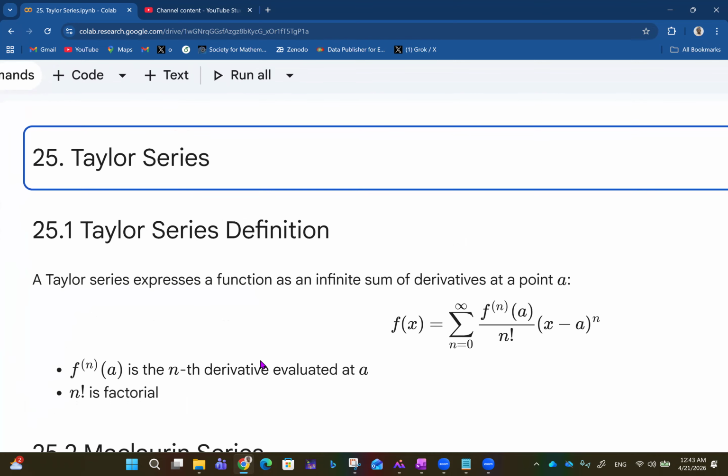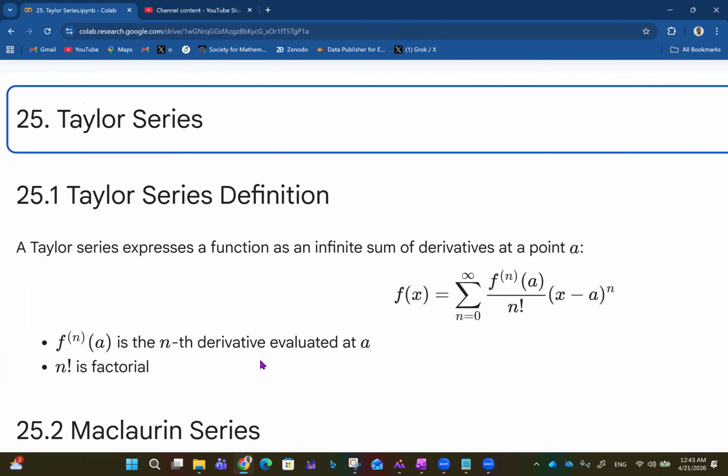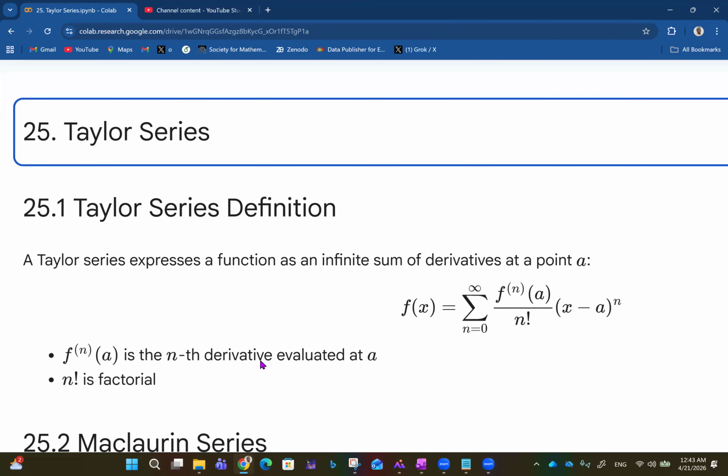A Taylor series expresses a function as an infinite sum of derivatives at a point a. So we have f of x equals the summation from n equals 0 to infinity of the nth derivative of f evaluated at a, all over n factorial, multiplied by x minus a raised to the power n. So f^(n) of a is the nth derivative evaluated at a, like I said, and n factorial is the factorial. So that's the Taylor series definition.